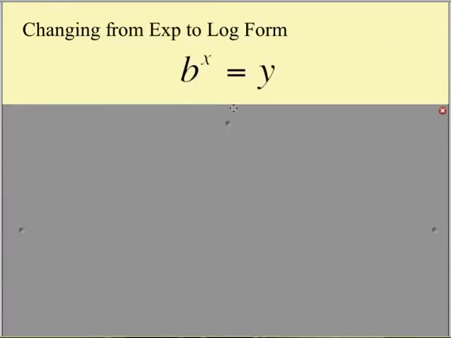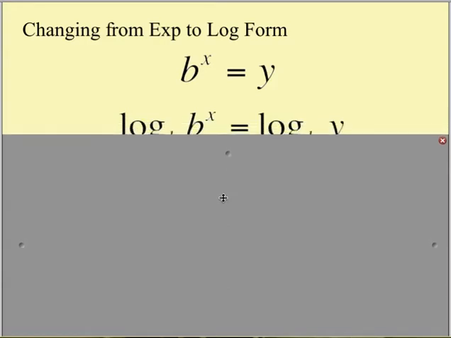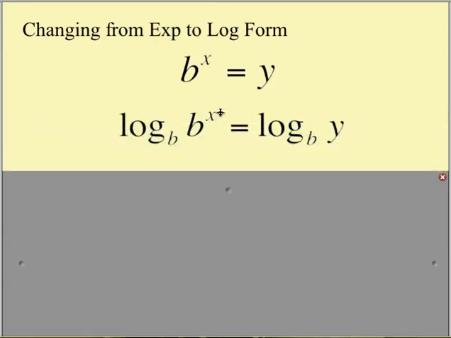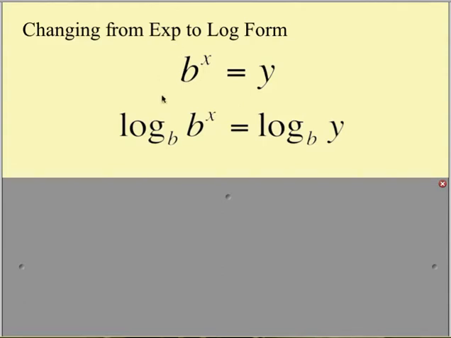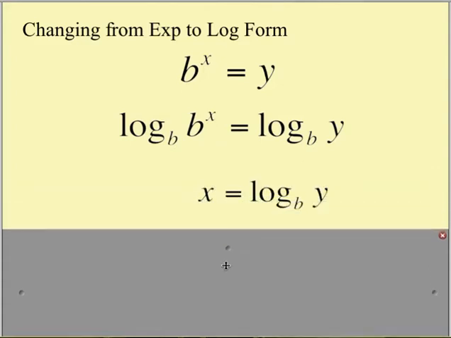Going the other way from exponential to logarithmic form, what I'm going to do is apply a logarithm to both sides. It's not multiply both sides, it means apply a logarithm. So log base b of b to the x equals log base b of y. Whatever that base is with the exponent, that's the log base that you're going to use. The left side is going to cancel out, so I'm just left with x equals log base b of y.